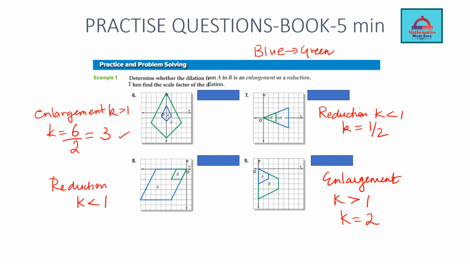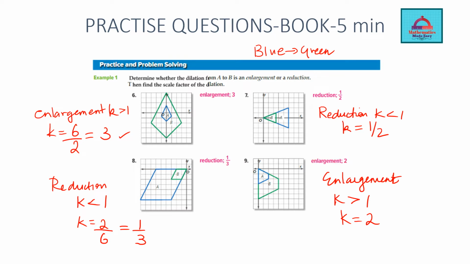1 and 2 length, and 1, 2, 3, 4, 5, 6, so k will be 2 by 6, which is 1 by 3. Now you can check your answer. So enlargement scale factor 3, reduction scale factor half, reduction scale factor 1 by 3, and enlargement scale factor 2. So this is how you'll solve the question from the math book.